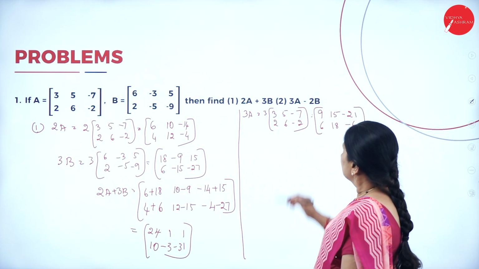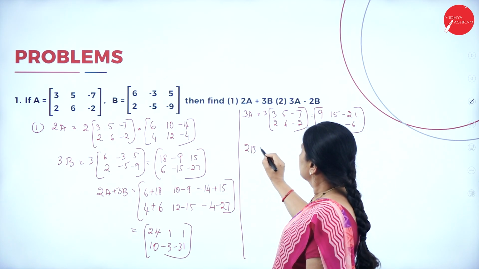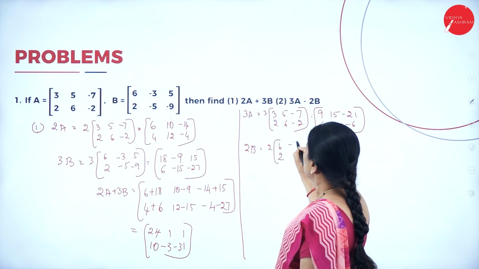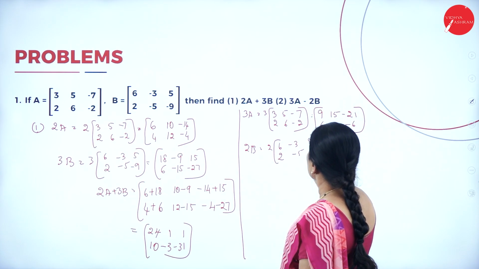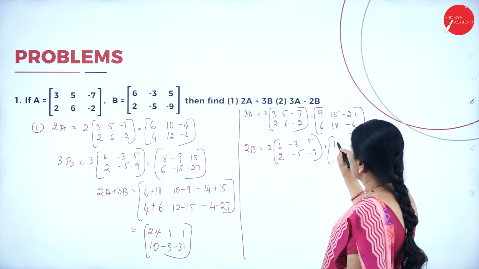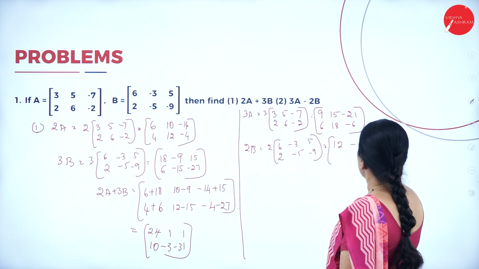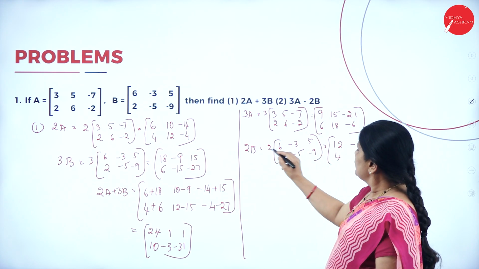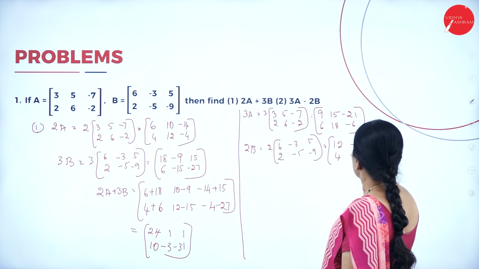Next, minus 2B. So, 2B equals 2 into 6, 2, minus 3, minus 5, 5 and minus 9. So, this will be equal to 2 6s are 12, 2 3s are 6, 2 5s are 10, 2 2s are 4, 2 5s are 10, 2 9s are 18.